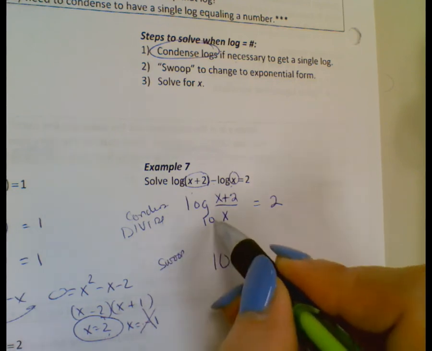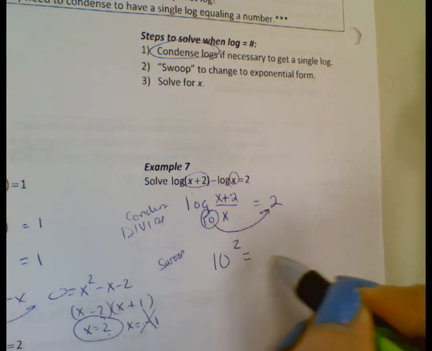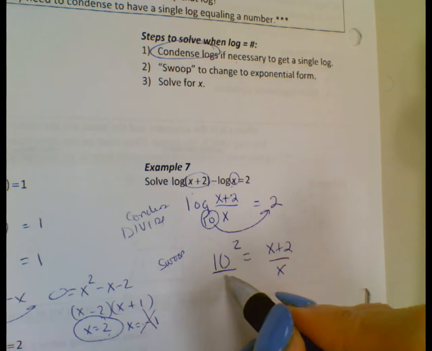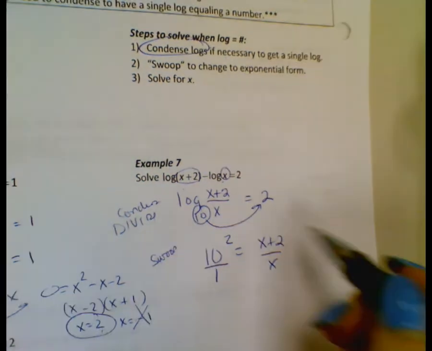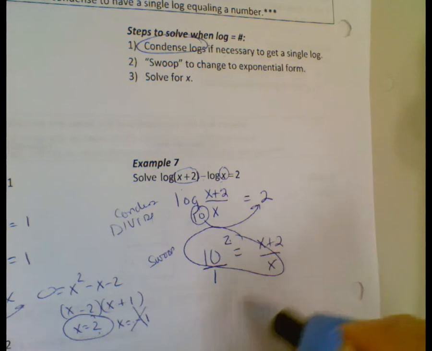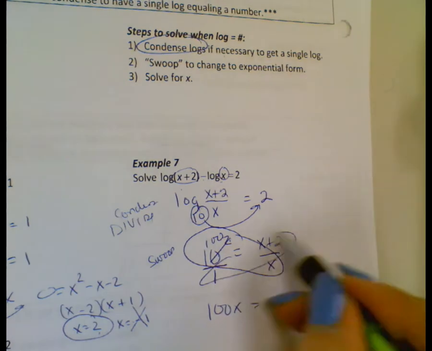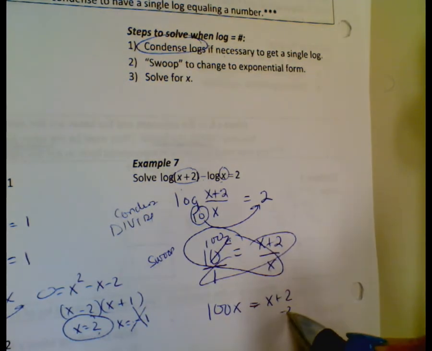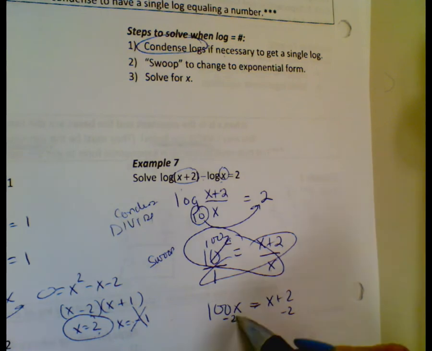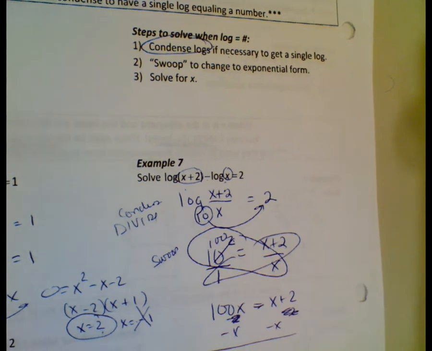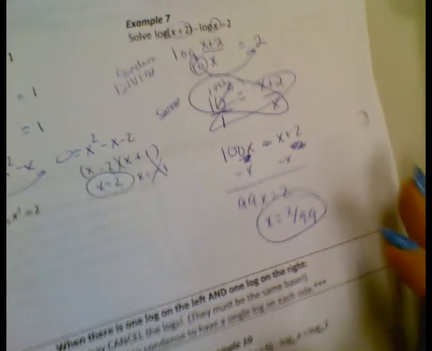So the swoop is 10. That's the base. Pick up the exponent 2. Set it equal to all of this. Now 10 squared is really 100, right? I'm going to put that over 1, and I'm going to cross multiply. So this is 100x, because 10 squared is really 100. And then we're going to cross multiply 1 with x plus 2. Oh, wait a minute. Back up, back up. I have 100x and x. Let's subtract x to get 99x equals 2. And x is 2 over 99. Weird answer, but that's your answer.